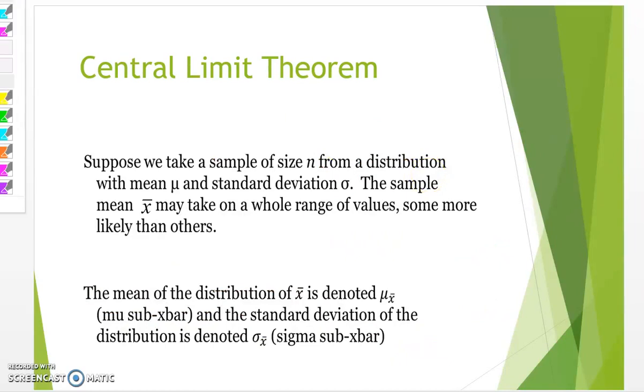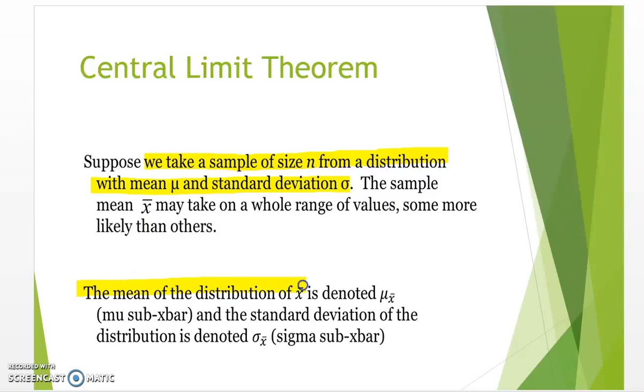So let's look at the central limit theorem. It says, if we take a sample of size n from a distribution with mean mu and a standard deviation sigma, the sample mean x bar may take on a whole range of values, some more likely than others. The mean of the distribution of x bar is simply denoted as mu sub x bar, the mean of the sample means, because over here x bar is our random variable. So it's the mean of this random variable.